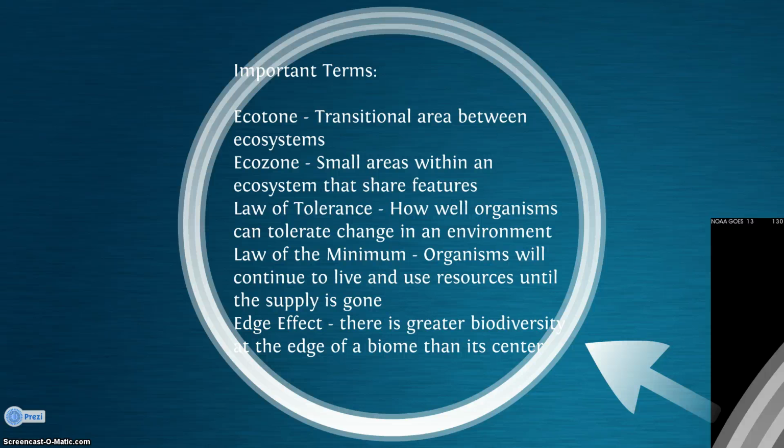The edge effect will become really important when we talk about habitat fragmentation and habitat loss. If there are organisms that only live in those transitions, or that only live on the outer fringes of a habitat, those are also the areas of a habitat that are lost first when places are destroyed. So those are the species that are really in danger of extinction.